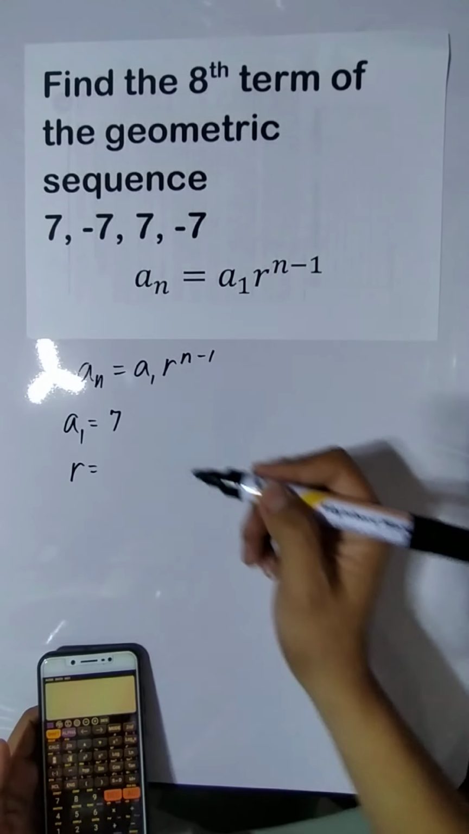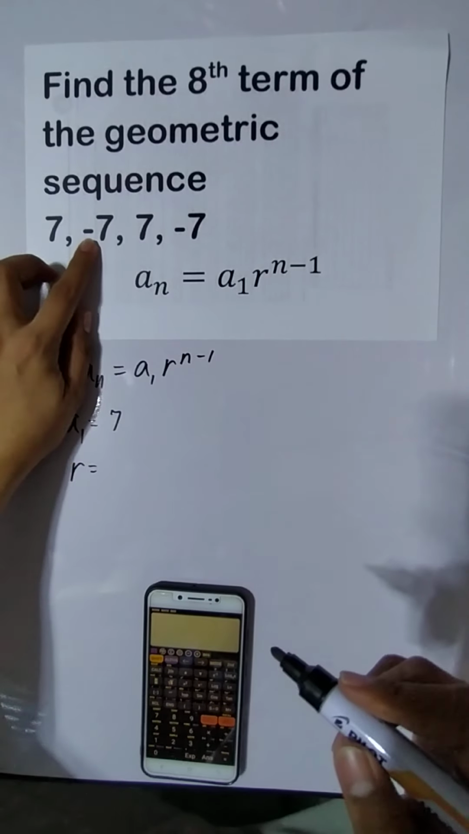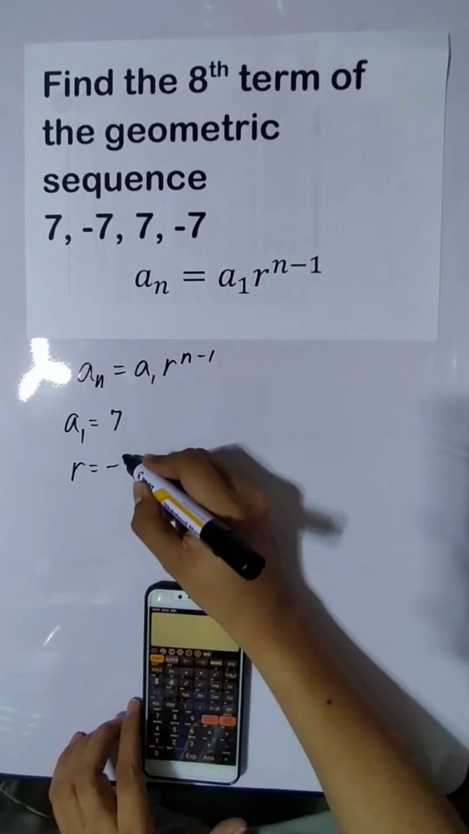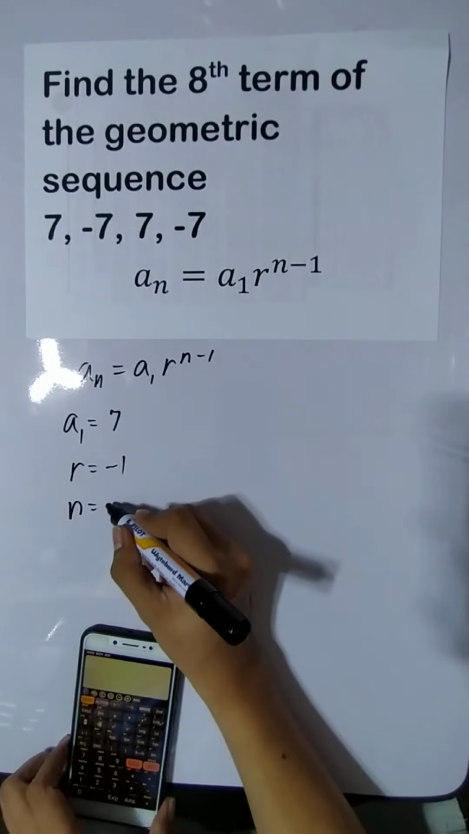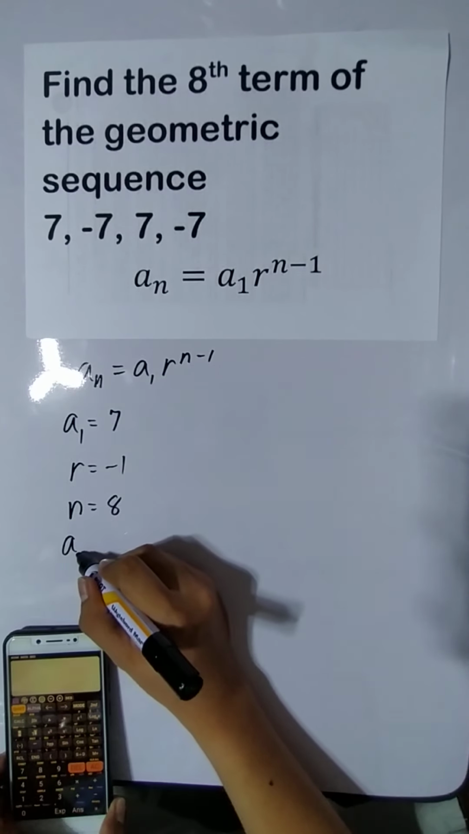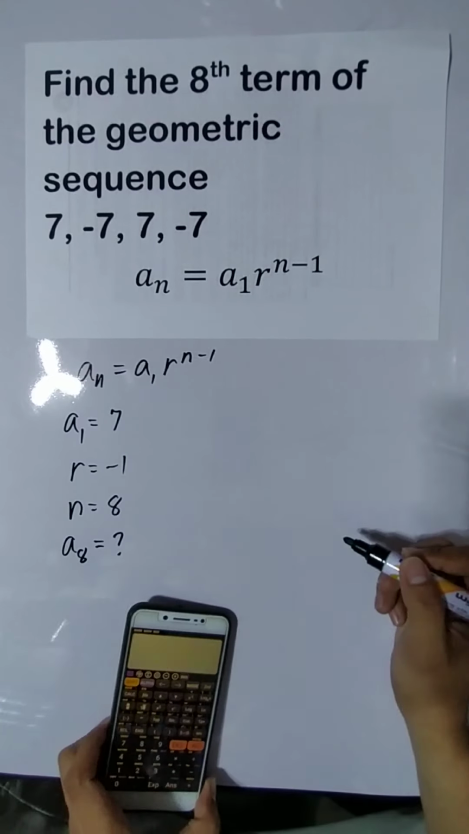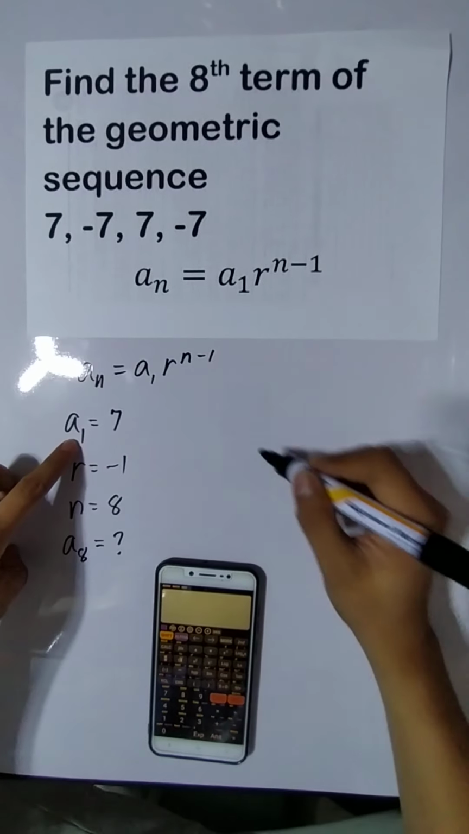R. So, ang r natin dito ay magiging negative 7 divided by 7 is negative 1. Then we have n. Pang ilan yung hinahanap natin? We have 8. So that will be the number of terms. And ang hinahanap natin ay a sub 8. Now, let's substitute the given values sa ating formula.